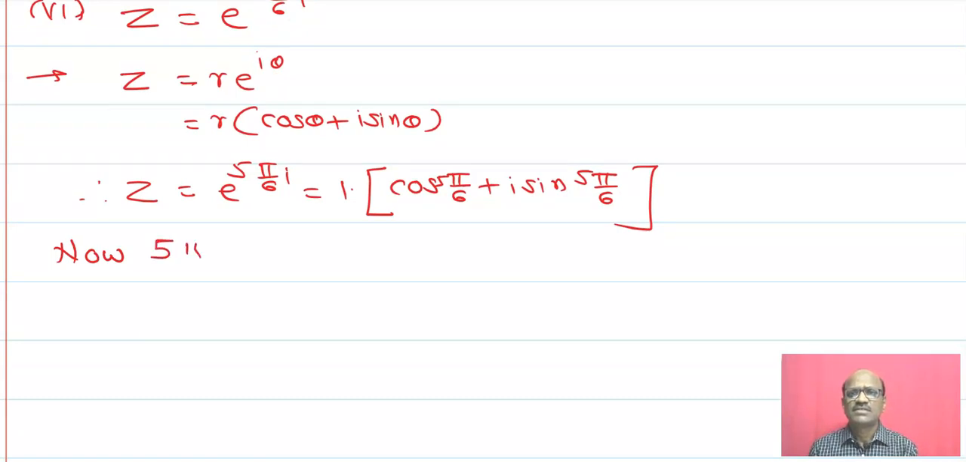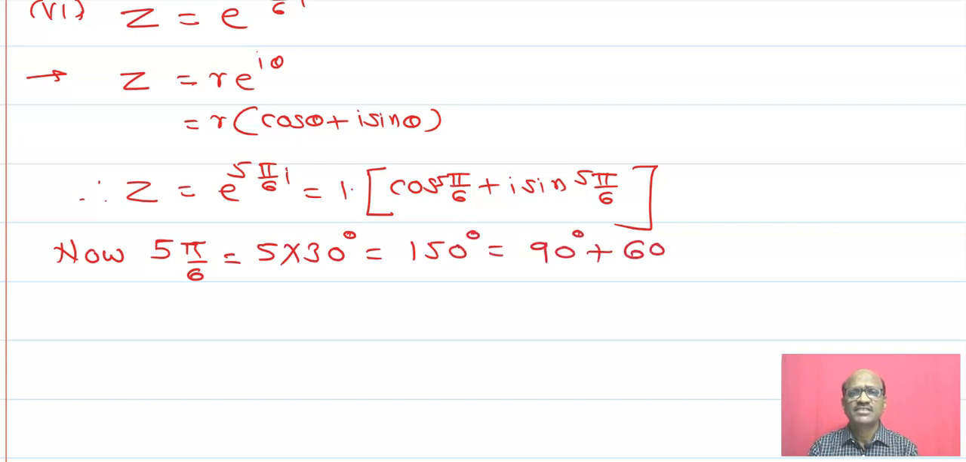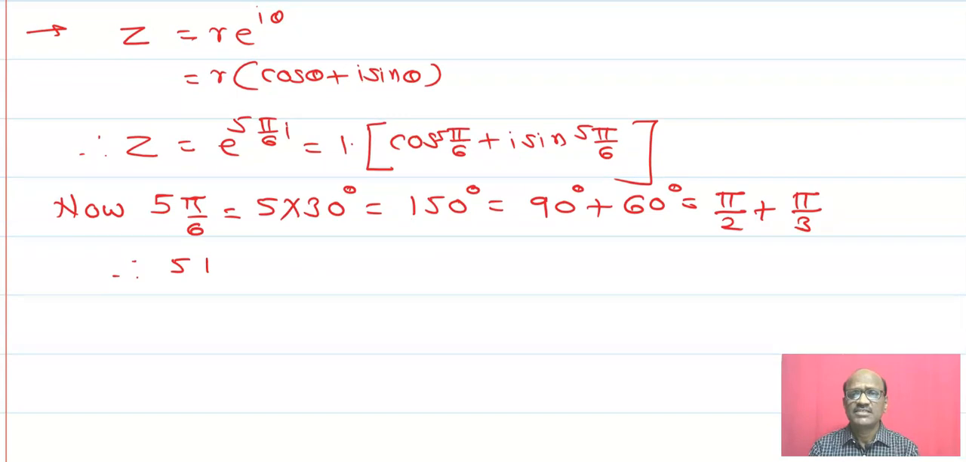Now see this. This angle is written in this manner, 150, and it is written as pi by 2 plus 60. Just this type of angle is repeated. That is pi by 2 plus pi by 3. Therefore, I had written in this manner.